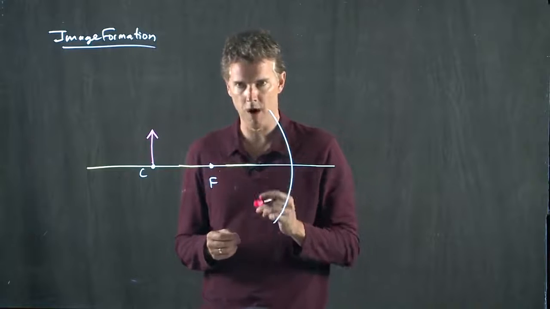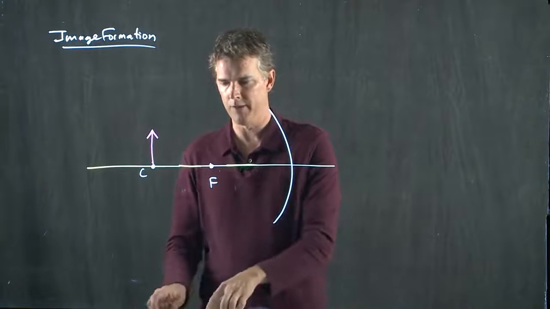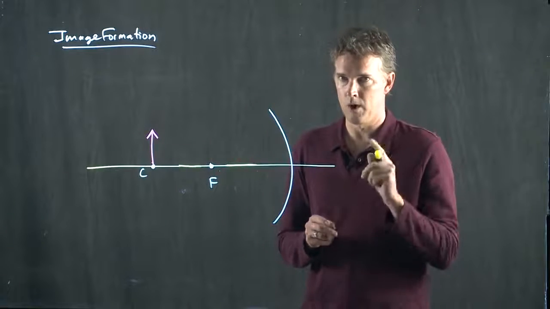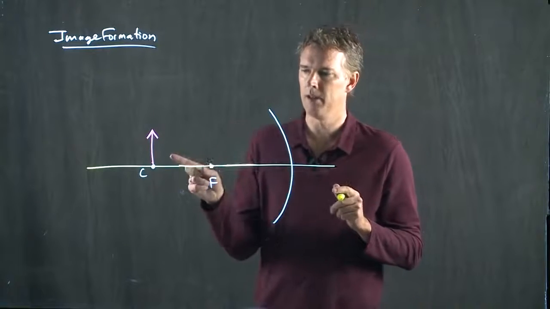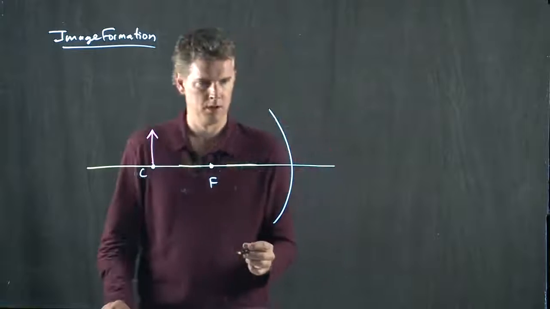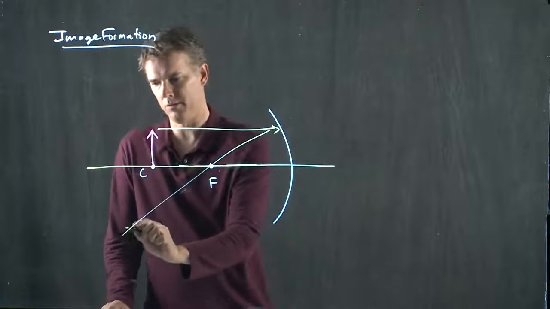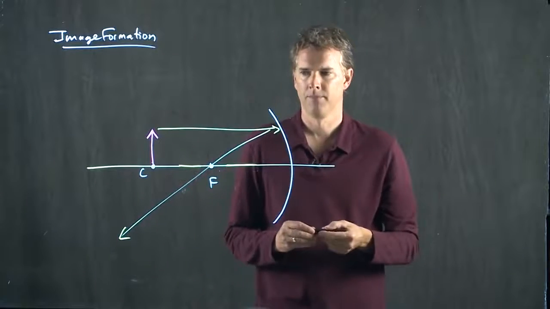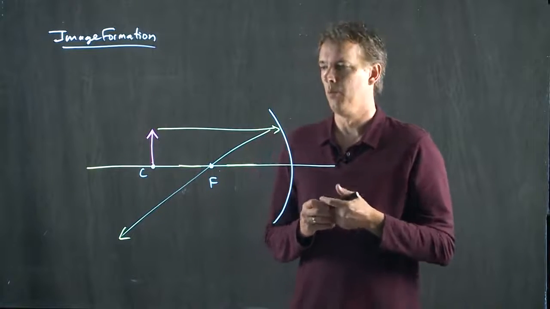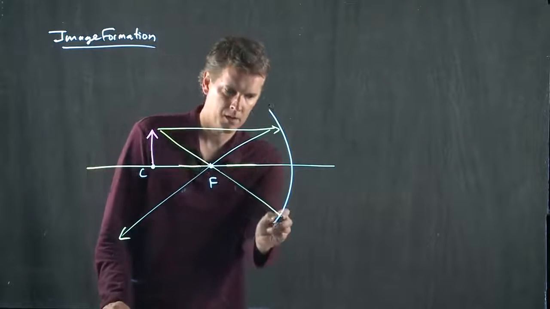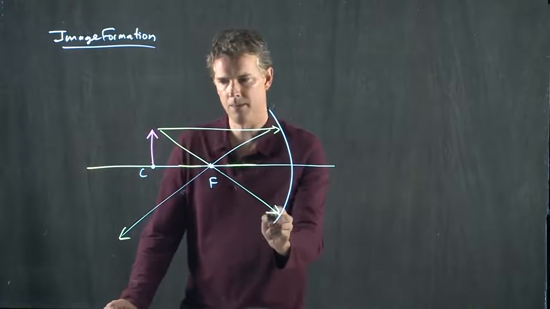Let's see if we can follow our lens rules and figure out exactly where it should be. All right, rule number 1. Parallel rays go through the focus. Okay, here comes a parallel ray, goes through the focus. Okay, rule number 2, rays through the focus go parallel.